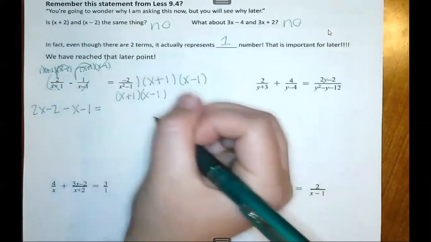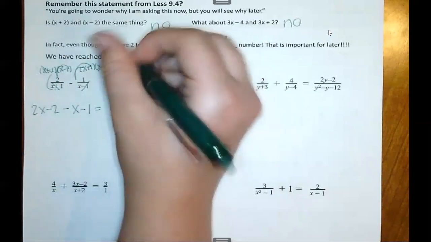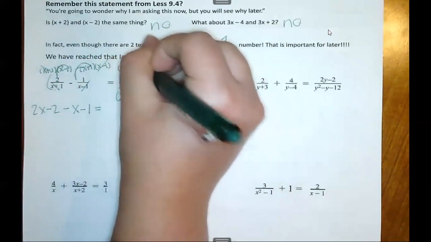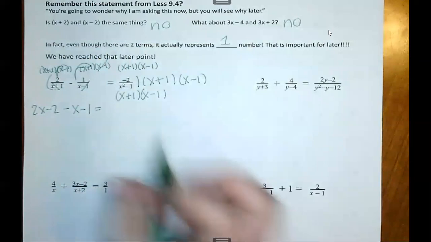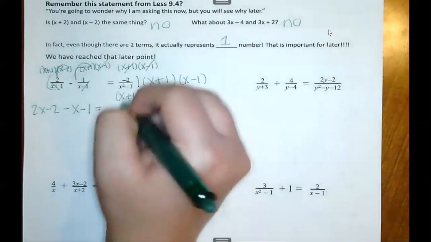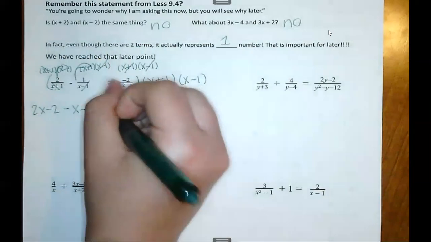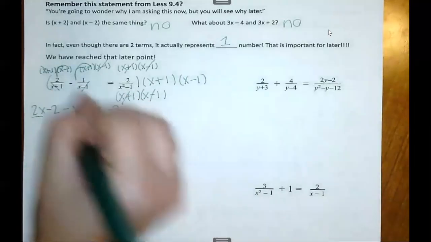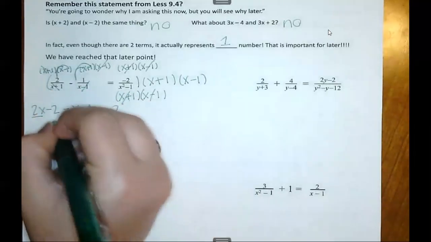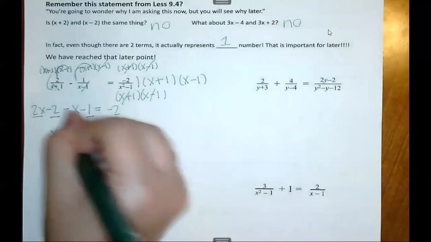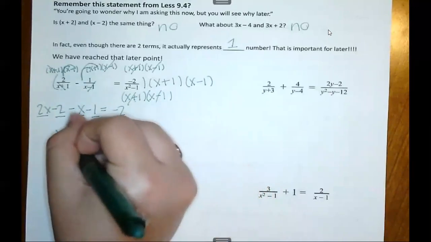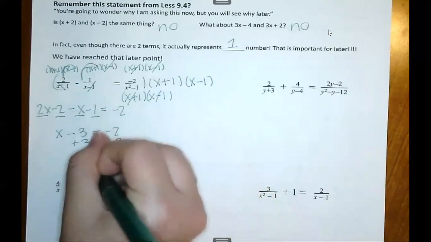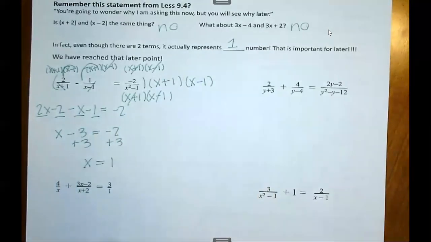And this is equal to, then on this last one we have x plus 1 and x minus 1. And look, all of it cancels out, so all we're left with is negative 2. And then we solve for x. So the first thing we would do is combine like terms. So 2x minus x is x. And then negative 2 minus 1 is negative 3 equals negative 2. Add 3 to both sides, and we end up with x equals 1.